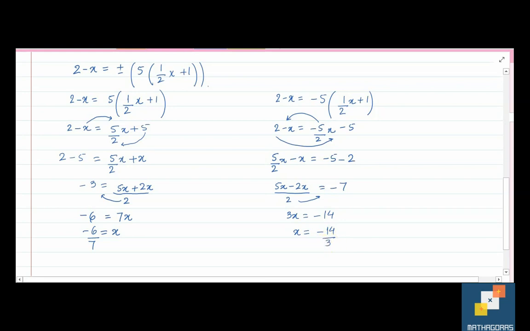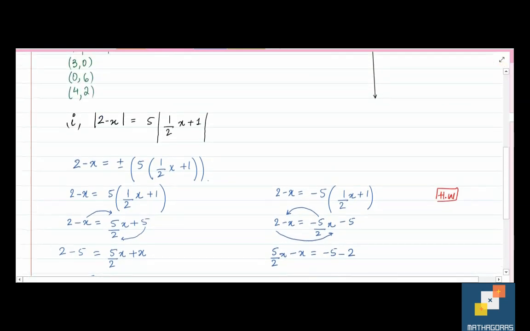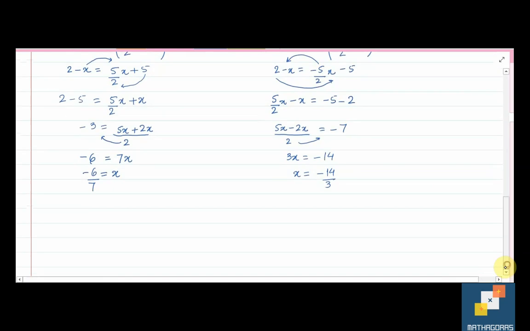Now you got two values of x. It means when you draw the graph, there will be 2 points of intersection, right? So you need to draw the graph by yourself and do it as homework, right? Draw the graph of these two functions, right? And we know that at the point of intersection, there are 2 points. So moving on to the next question, it's question number 2.